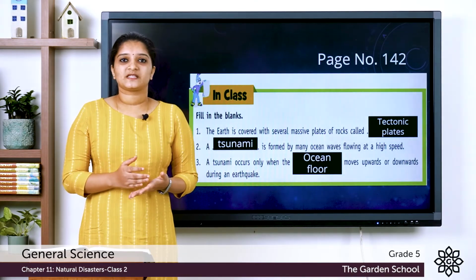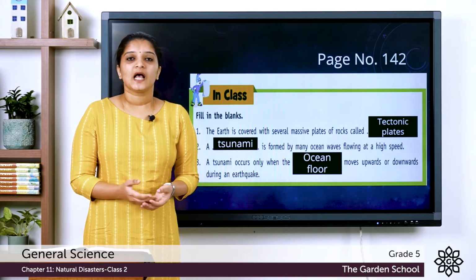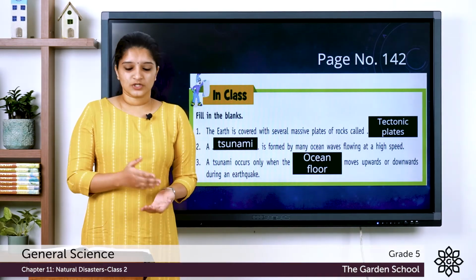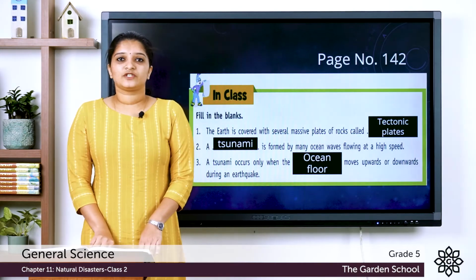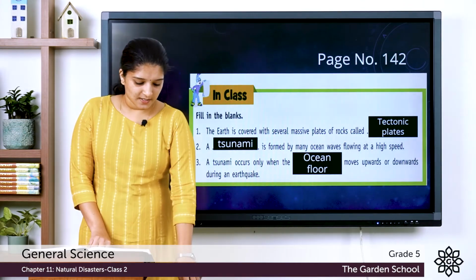So, a tsunami is a series of ocean waves with high speed, and it occurs as a result of collision of the tectonic plates beneath the ocean floor. Now, let's move on to the next type of natural disaster, that is flood.